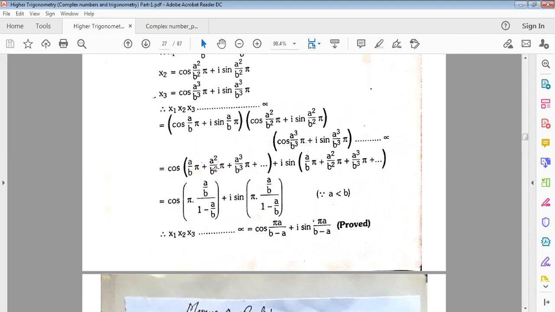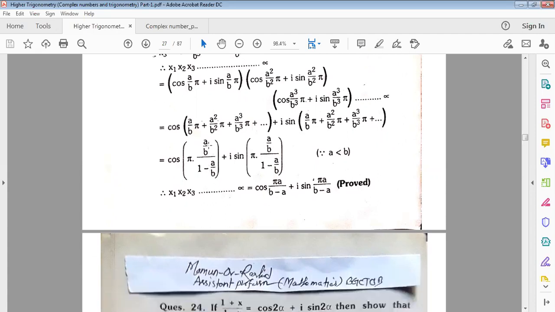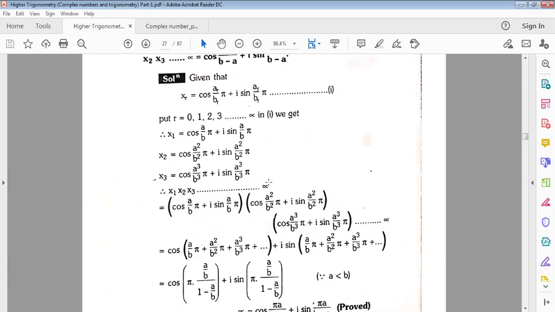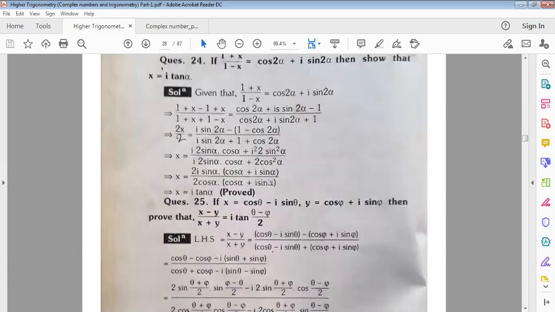Common ratio will be, if we divide the second term by the first term, then we get a by b only. This is why first term divided by 1 minus r, r means common ratio. Plus i sin, similar case as for the sine term. Now after multiplication and division, we get this one. This is the right hand side for you. Very easy for you. This is the interesting example.